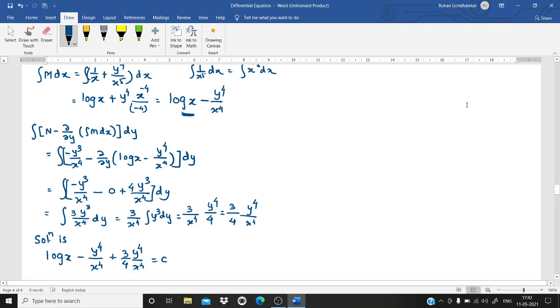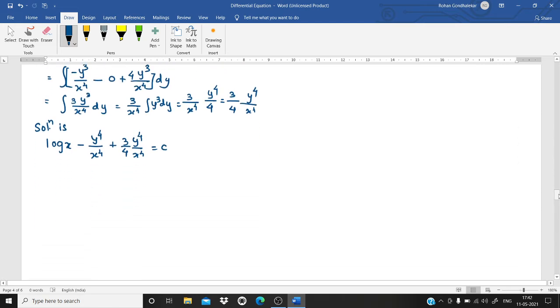Now we can go for further simplifications. So what sort of simplification can you do?